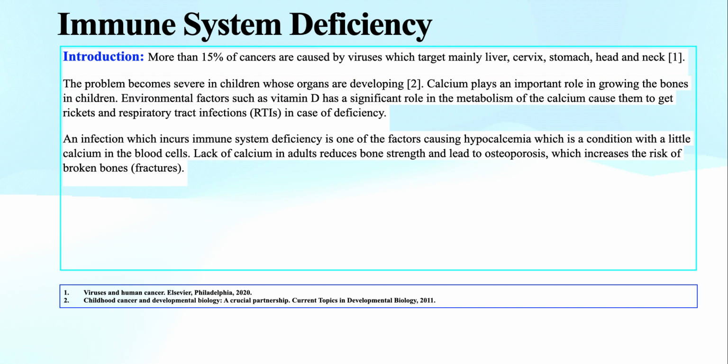More than 15% of cancers are caused by viruses which target mainly liver, cervix, stomach, head, and neck, and the problem becomes severe in children whose organs are developing. And calcium plays an important role in growing the bones, especially in children. An infection which incurs immune system deficiency is one of the factors which is caused by little calcium in the blood cells.